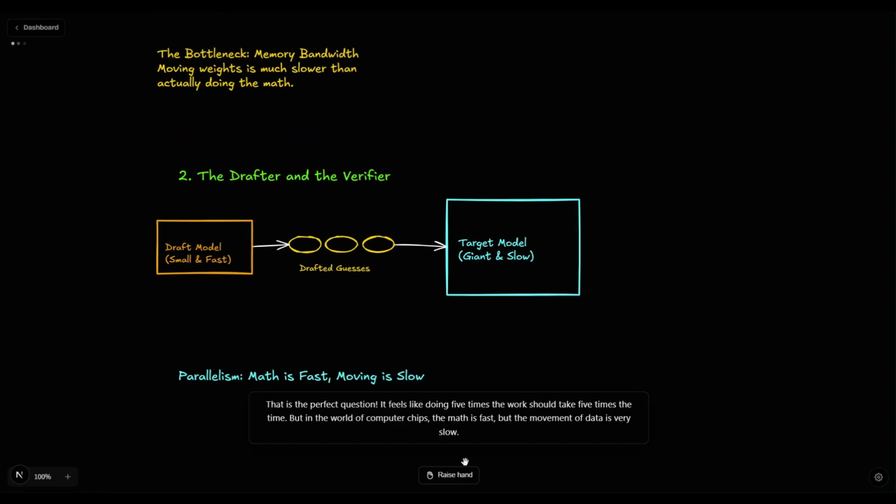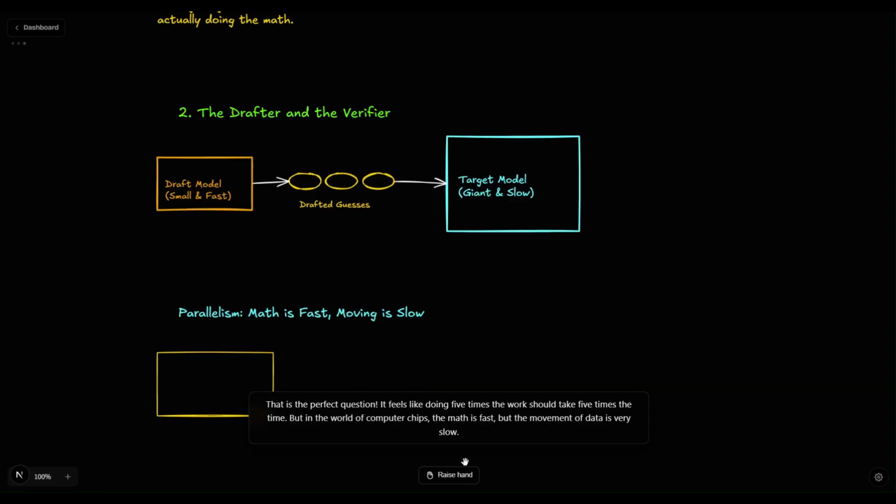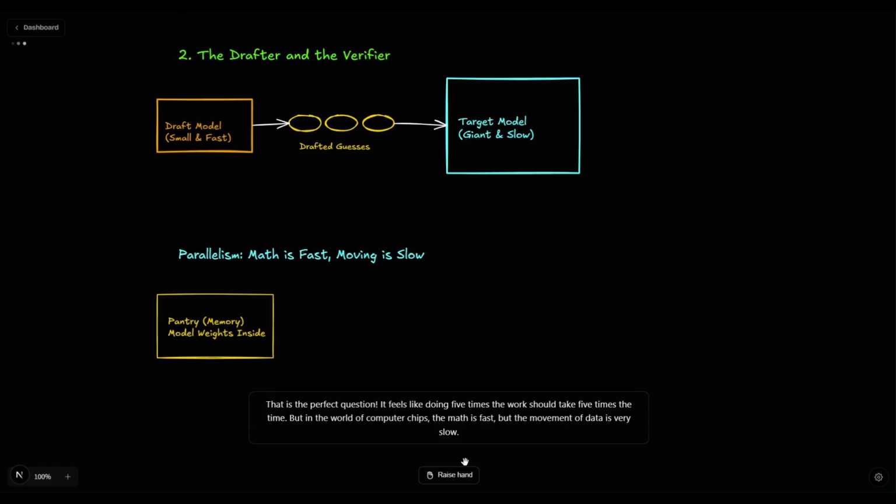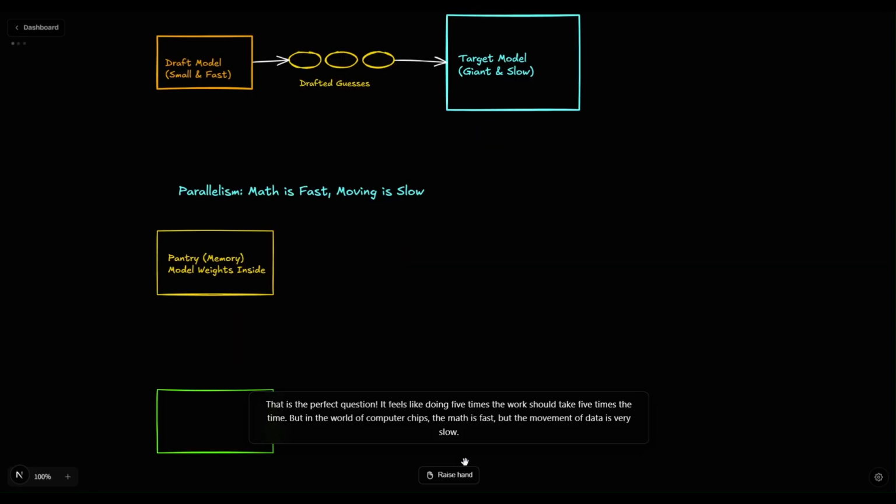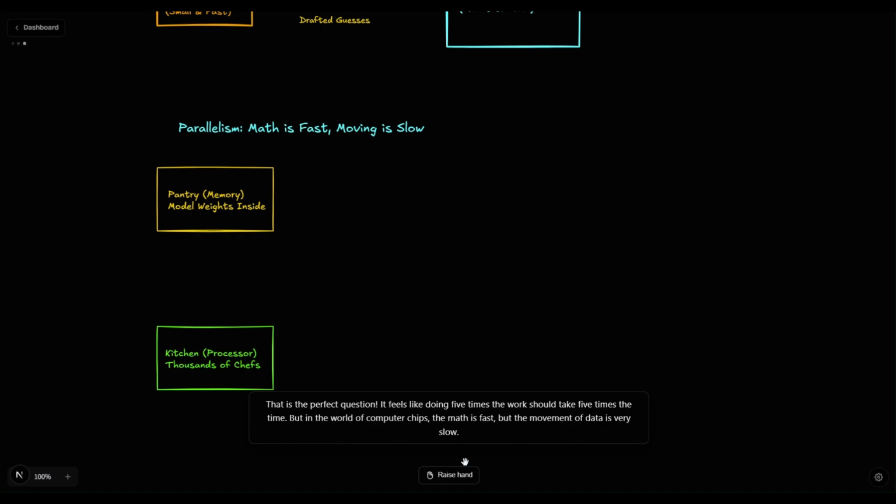That is the perfect question. It feels like doing 5 times the work should take 5 times the time. But in the world of computer chips, the math is fast, but the movement of data is very slow.